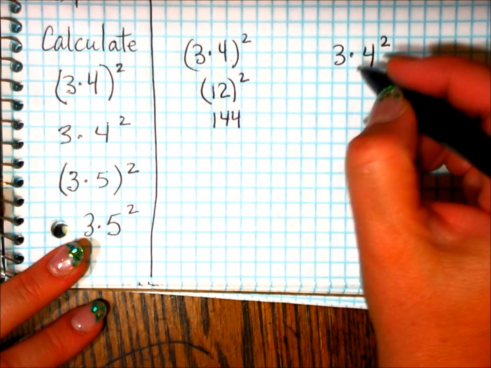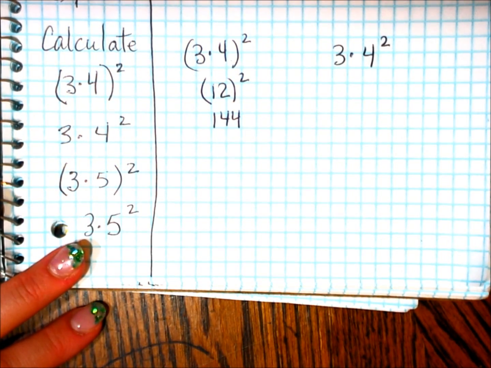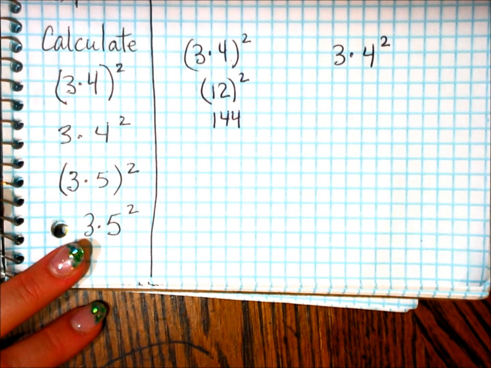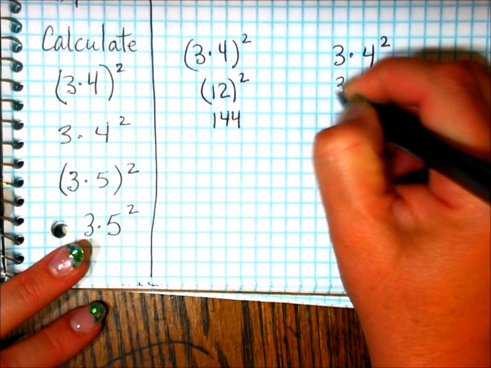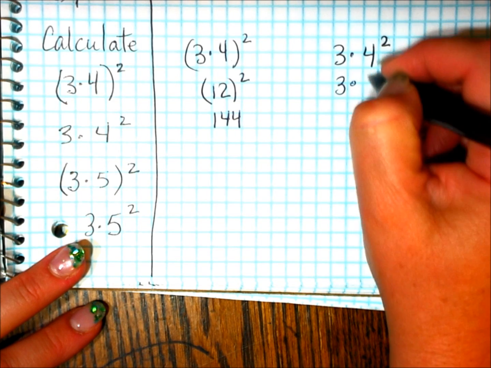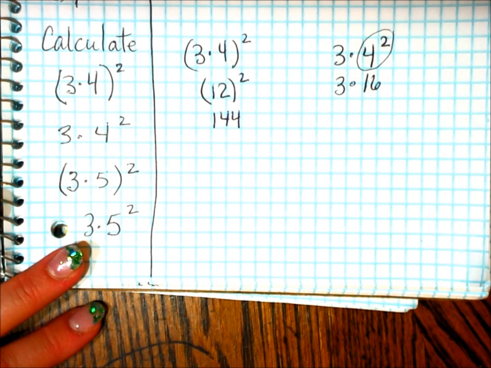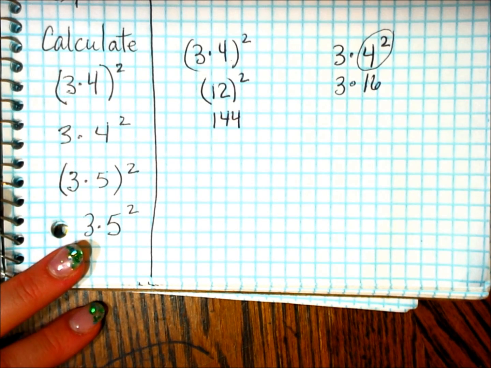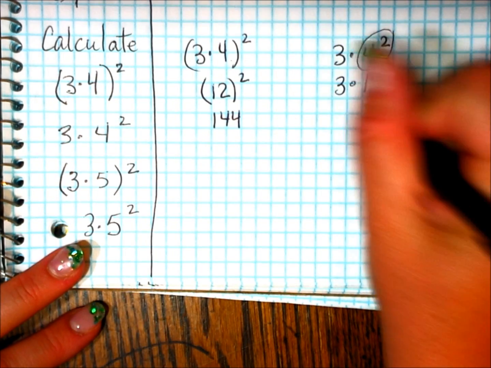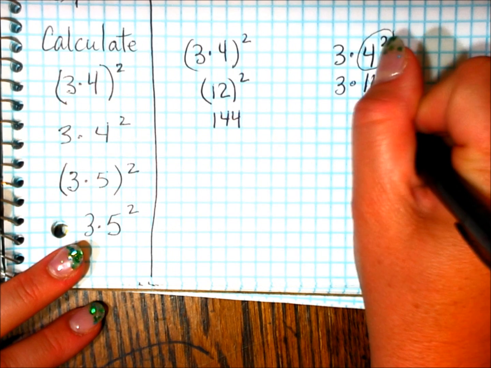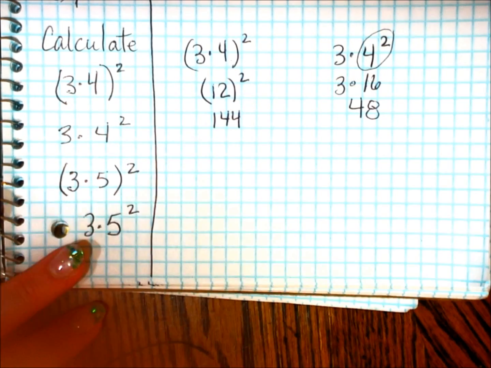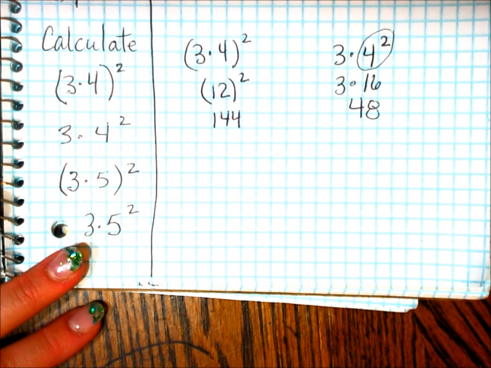Now if we look over here, there's no parentheses. My next step would be exponents. So 3 times 4 squared, which is 16. This is only attached to the 4. It has no attachment to the 3 at all. 3 times 16 is 48. Big difference in the answer.